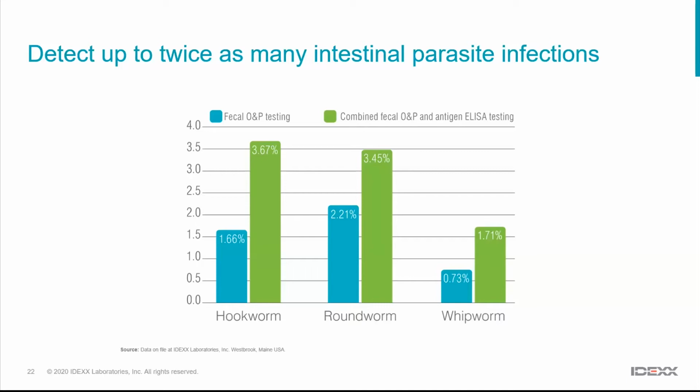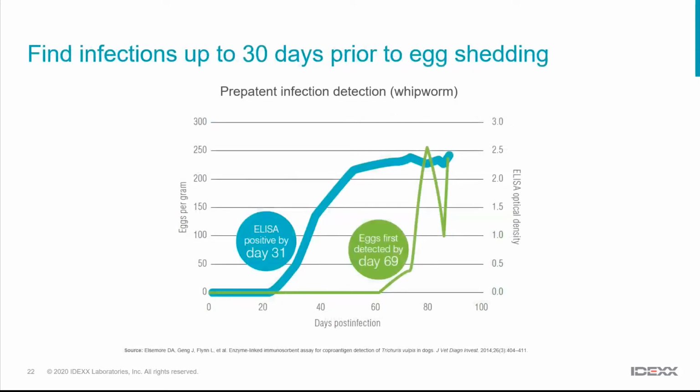Roundworms tend to be more prolific egg shedders, so the ova and parasite testing will sometimes give us the result with that. But we can still improve it further with the antigen testing, and you can see with whipworms it makes a really significant difference, because one of the challenges with whipworms is they can be so intermittent with their shedding of eggs that it really makes a big difference by detecting the adult worms.